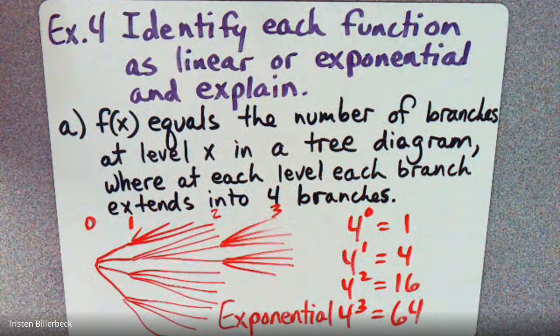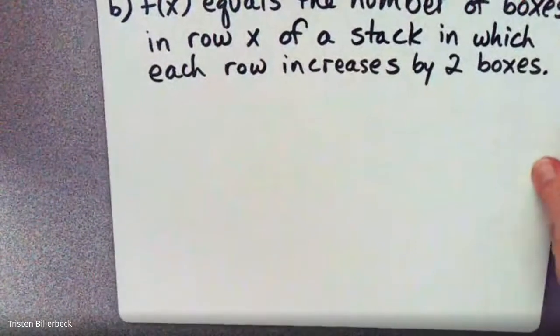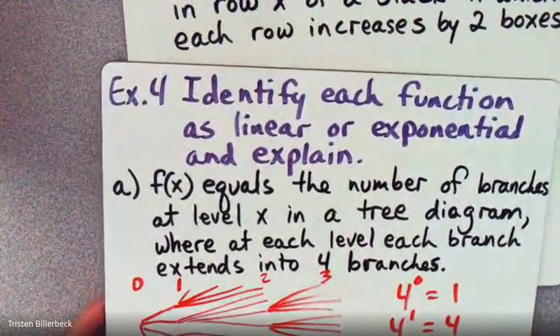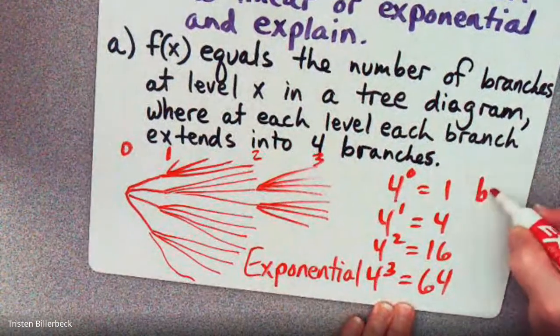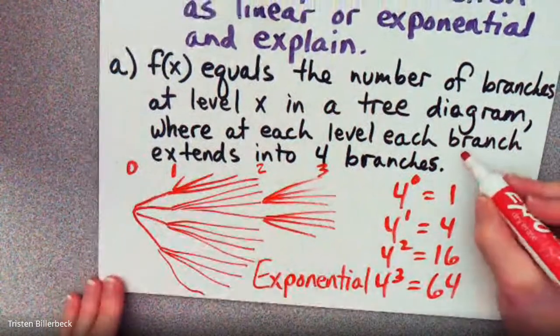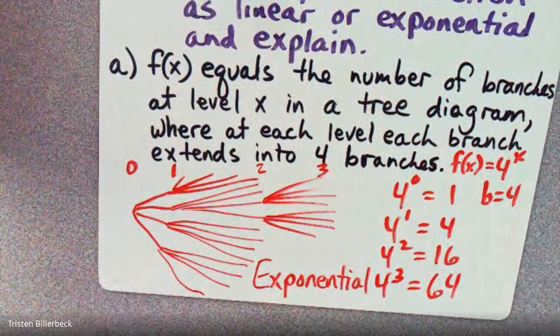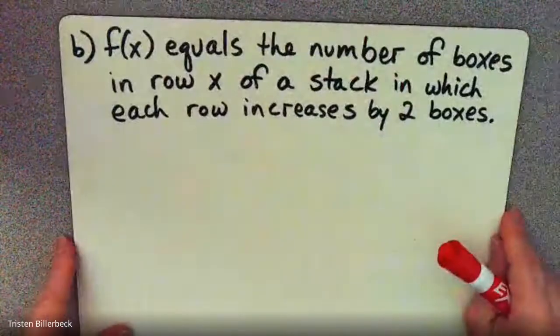Okay. So let's take a look at another one. Oh, and we have a constant ratio of 4, by the way, on this one. So our b, let me go back to that really quickly. So b equals 4. So we could say this is f of x, if we want to write an equation, as 4 to the x. Okay? So that definitely would fit this tree diagram.